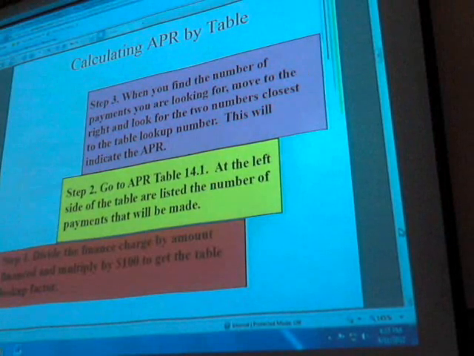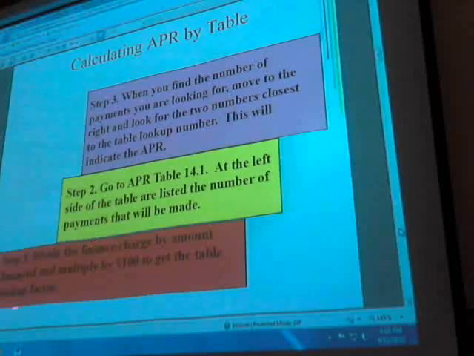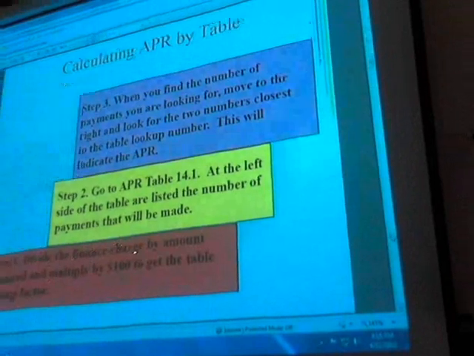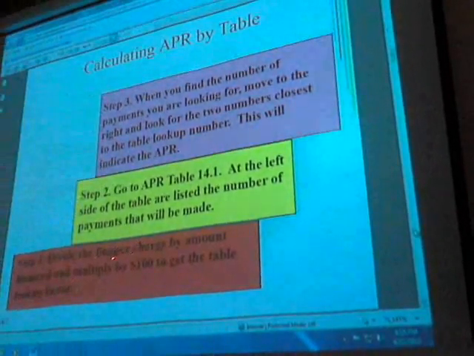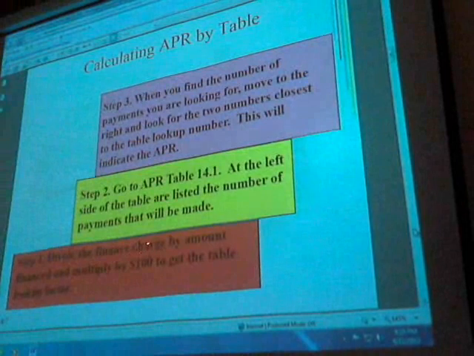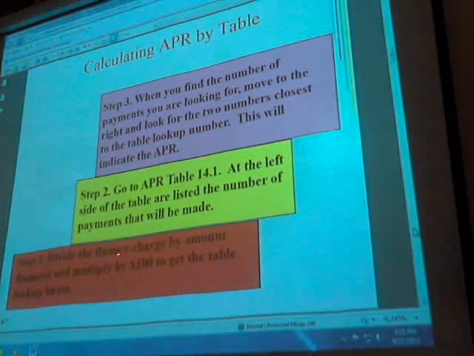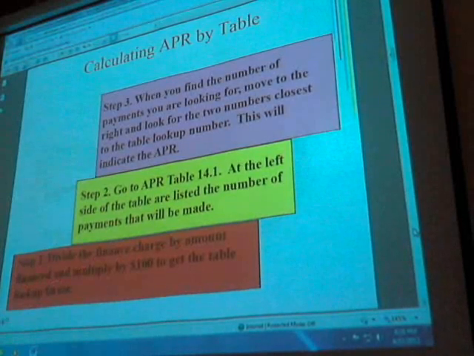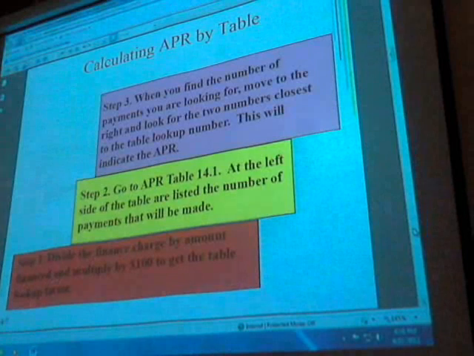So, is anybody writing this down before I move on? One thing you want to remember, and it's going to show in the example next, is this first step. You need the finance charge. We know how to get that, right? We just went over it twice. You divide the finance charge by the amount financed. Those two things are either going to be given to us in the problem, or we'll have to figure them out on our own. One or the other, okay?